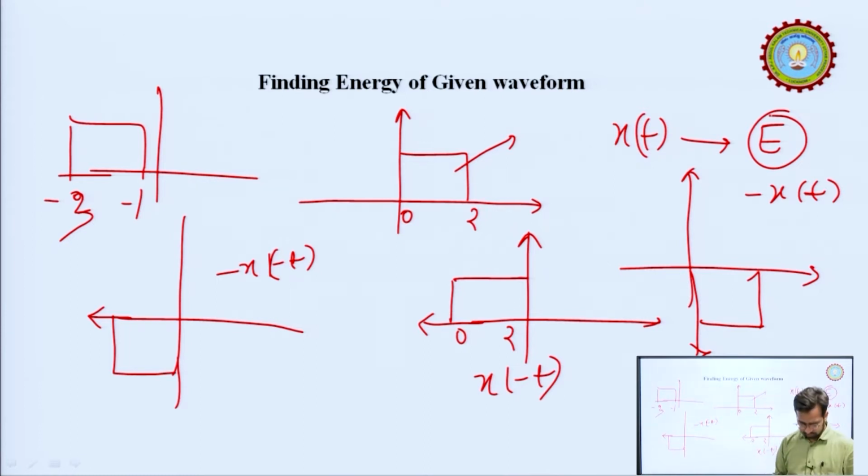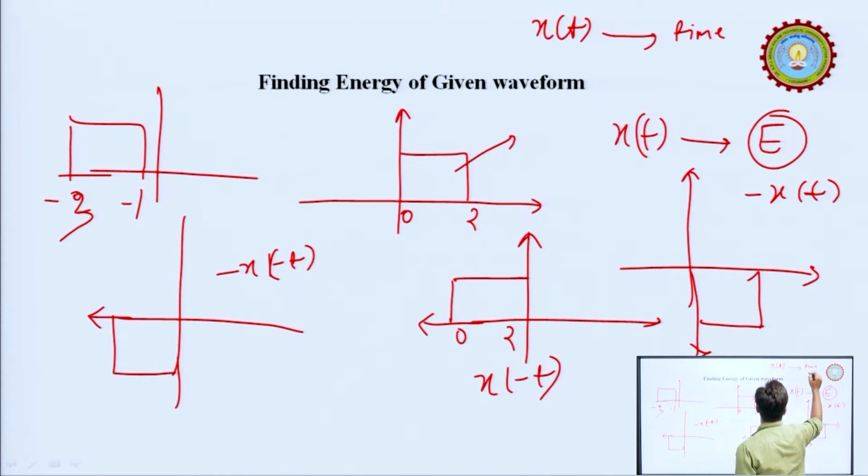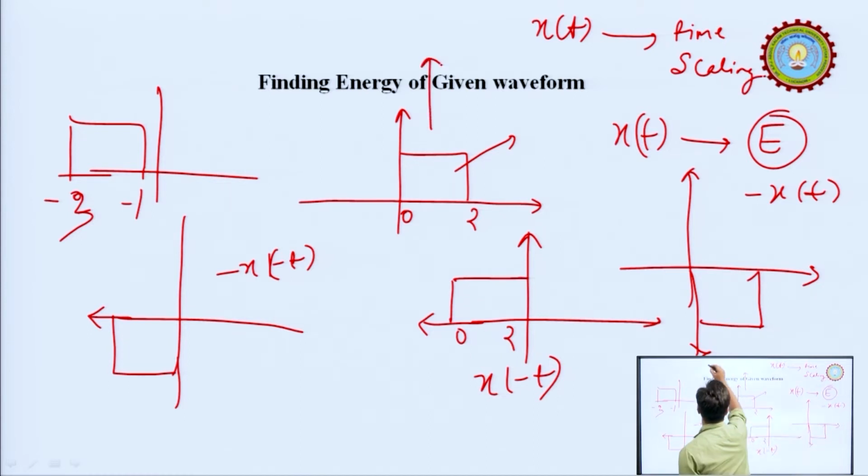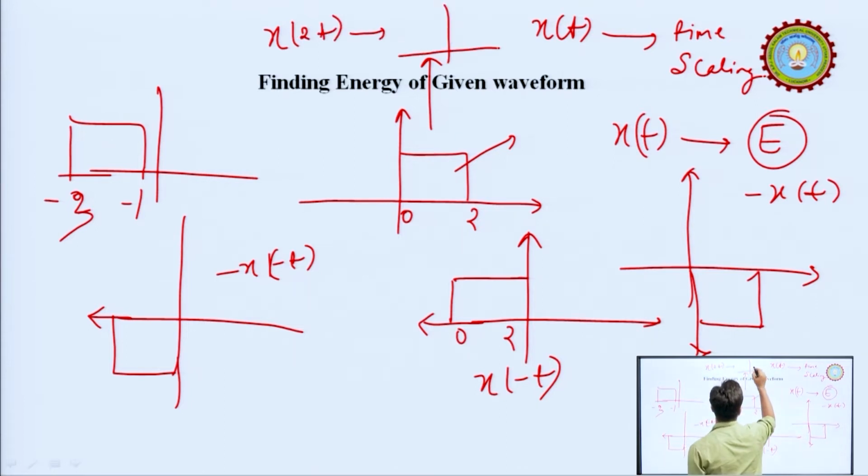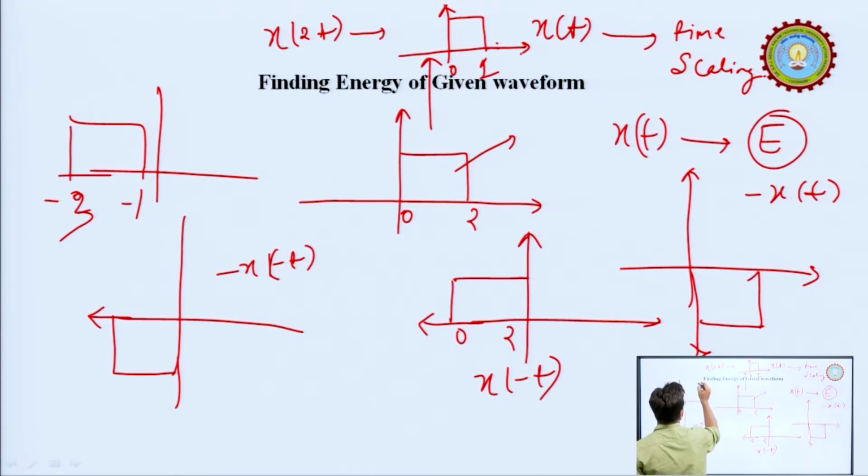Okay. So, if you take some other examples, suppose we want to do time scaling. Suppose x(t) is this, if you make here x(2t), then what will happen? x(2t) will look like this. So, how will I write x(2t)? Now find the energy.